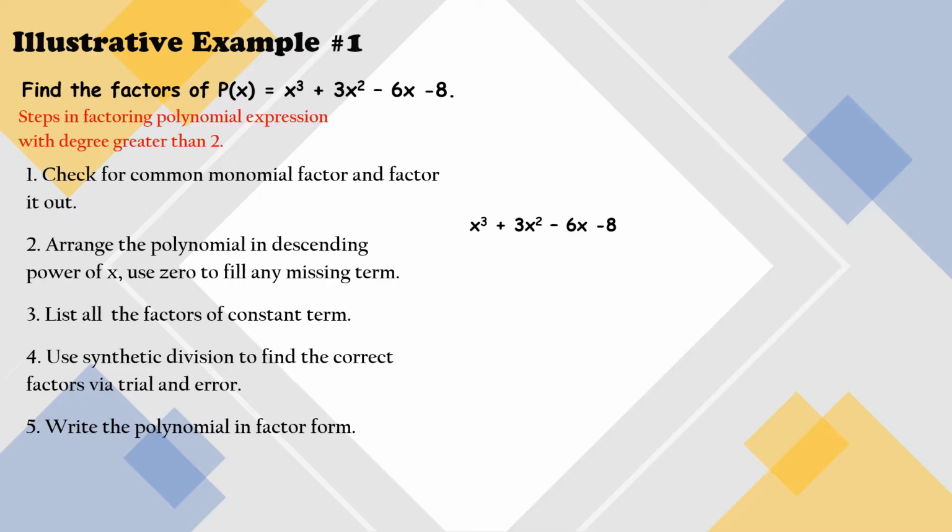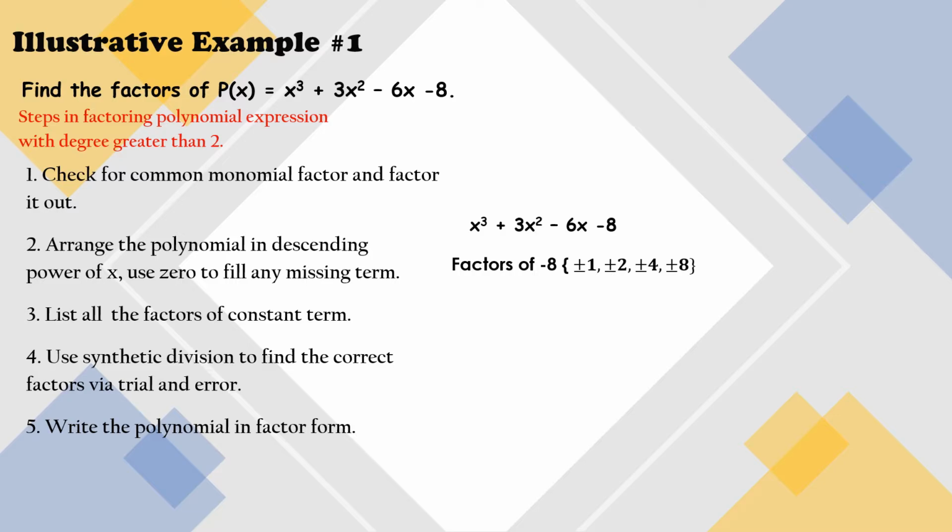Step 3 is to list all the factors of the constant term. In this polynomial, the constant term is negative 8. So we simply list all the factors of negative 8, and that gives us positive and negative 1, positive and negative 2, positive and negative 4, positive and negative 8. If you're not familiar with the factors of negative 8, these are pairs of numbers that when multiplied give you 8. We have the pair 1 and 8, which when multiplied gives 8, and 2 and 4, which when multiplied is also 8.